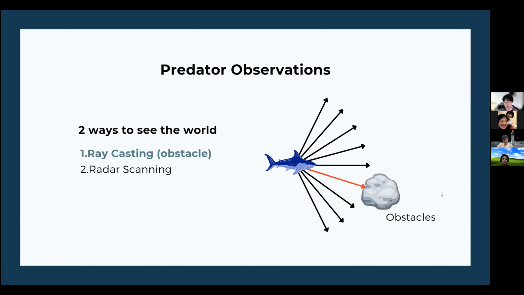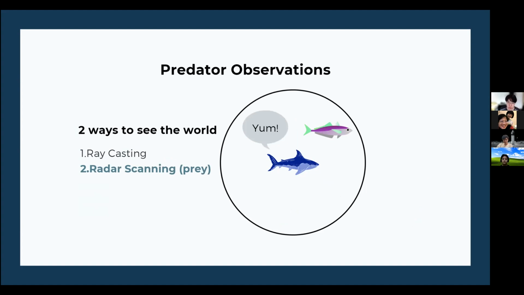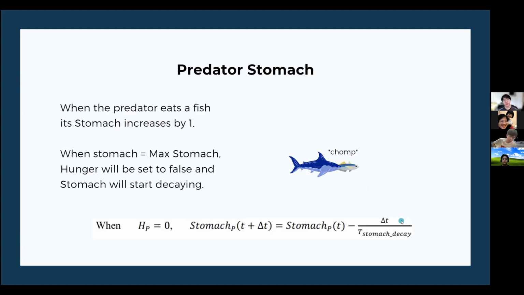They can also see the world the same way our agent fishes do, by raycasting. But for the predator's raycasting, they can only see obstacles. And they can also use radar scanning to scan for prey fish. When the predator eats a fish, its stomach increases by 1. And when it eats enough fishes so that its stomach equals max stomach, its hunger switch will be set to false and its stomach will start decaying. So this process is similar to digestion, right? Their stomach will start decaying until the stomach becomes 0, and then hunger will be set to true, and then they will start finding more prey to eat.